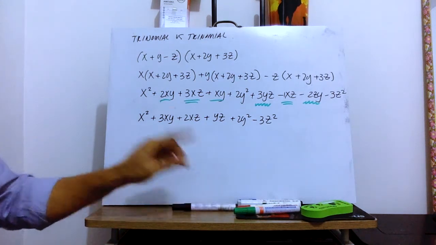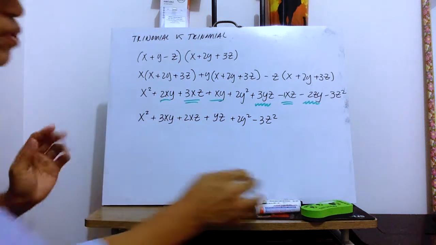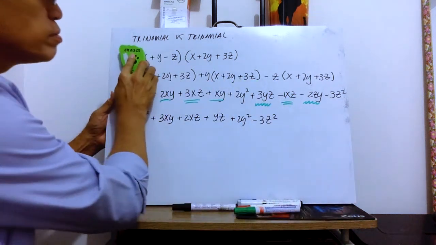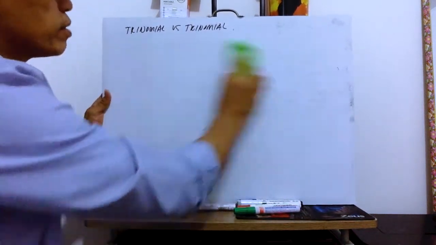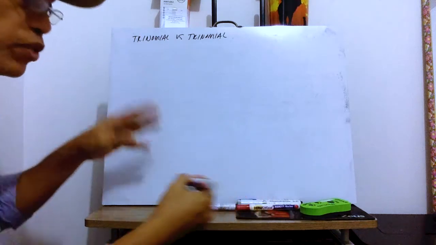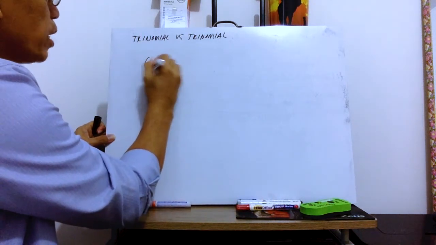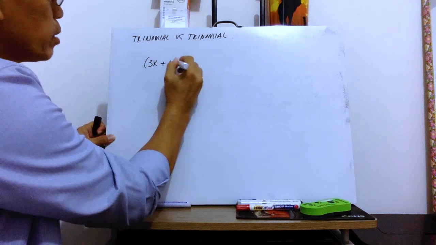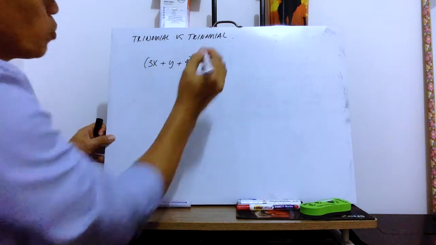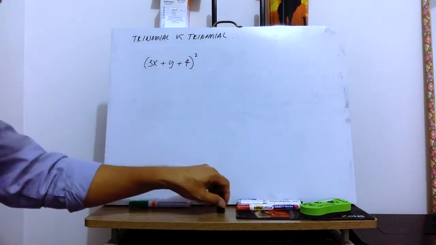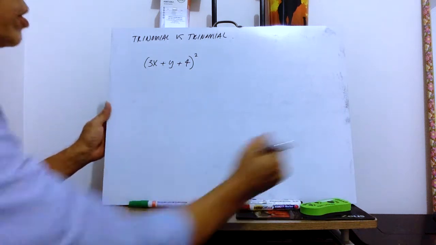Okay, last one. So you know how to do this, trinomial versus trinomial. What if it's a special kind of trinomial? Let's say I want to square it. Okay, just like before in my binomial. Let's say 3x plus y plus 4 squared. Okay, we have a special formula for this. Okay, here's the formula.